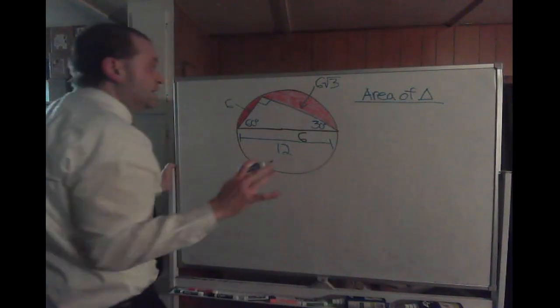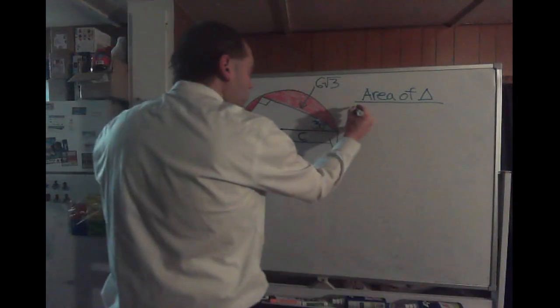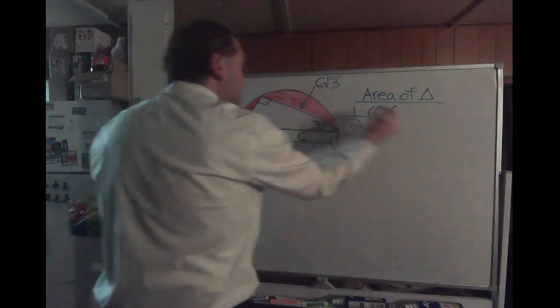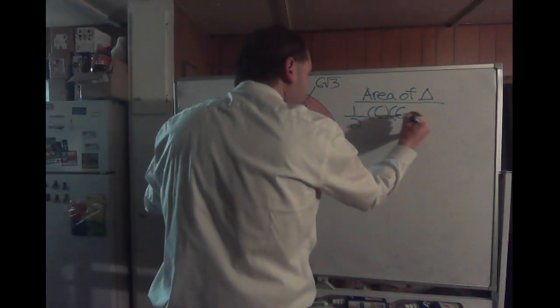Let's do the area of the triangle first this time. It doesn't matter which order you start in, area of the sector or area of the triangle. Just know what you're looking at. Area of the triangle, of course, is half the length of the base, which would be 6, times the height, which is 6 times the square root of 3.